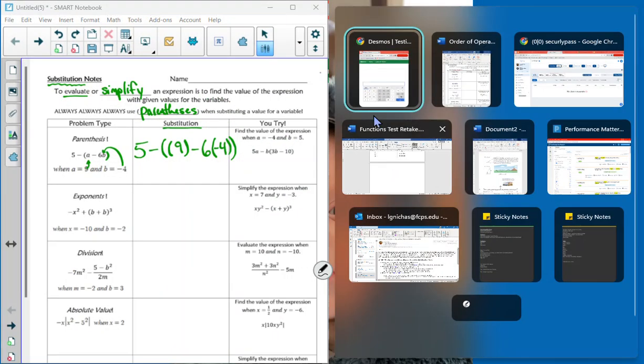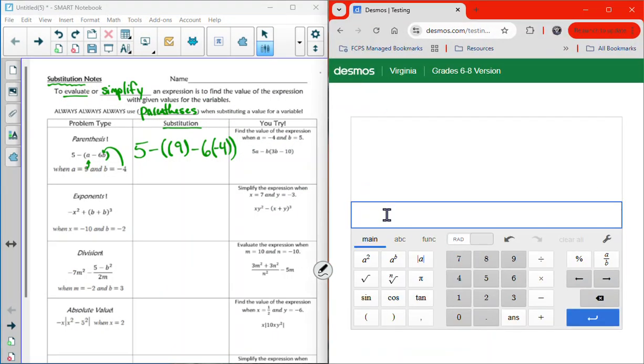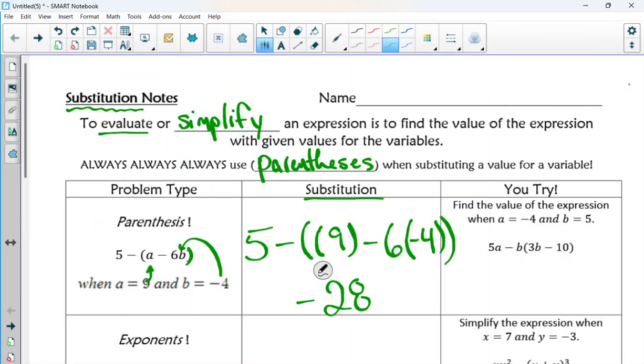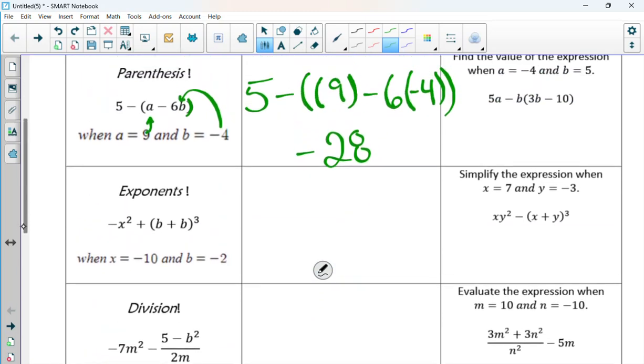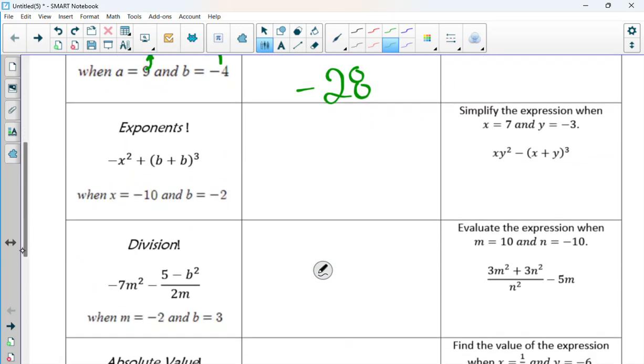Right, and now I'm really just going to perform that operation in the calculator. 5 minus, open up parentheses, open up another one, then put my 9 in there. I'm going to close that one, minus 6, open up the second set of parentheses for that -4, and then close it. And we find out that that is -28. So a lot of this is just understanding how to use the calculator so that it can help you follow order of operations.